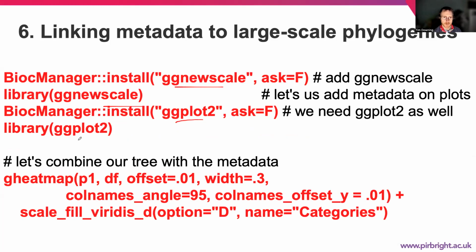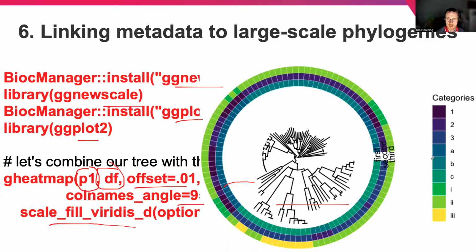We need ggplot2 as well. We're taking our data frame here along with our plot P1. We have an offset of 0.01, a width. This is for the circles that are in the plot. We determine the angle that works, the offset, and the color scheme, which is scale viridis. What we should see then is something like this, where this contains our first, second, and third metadata.